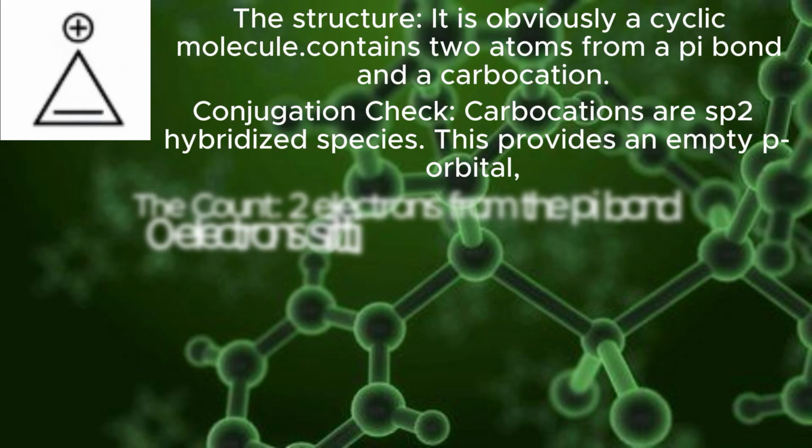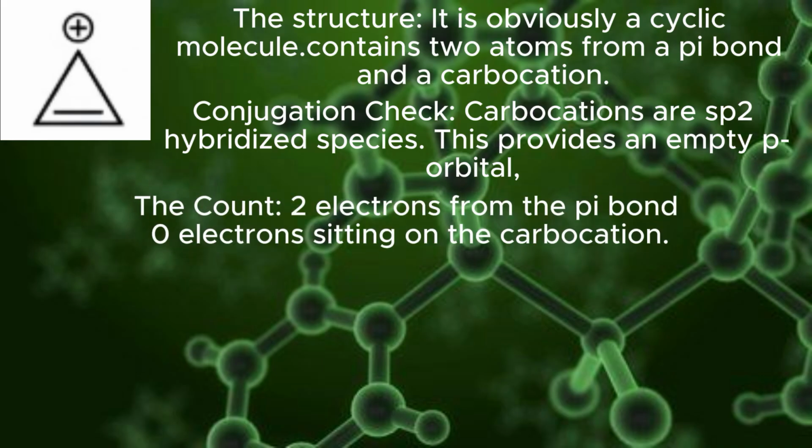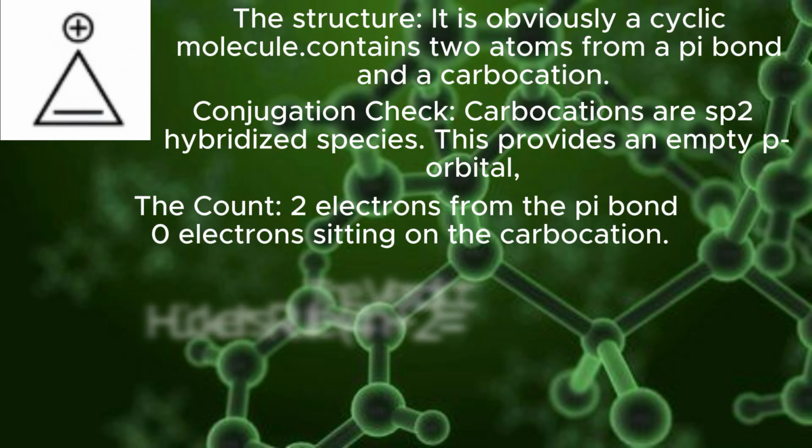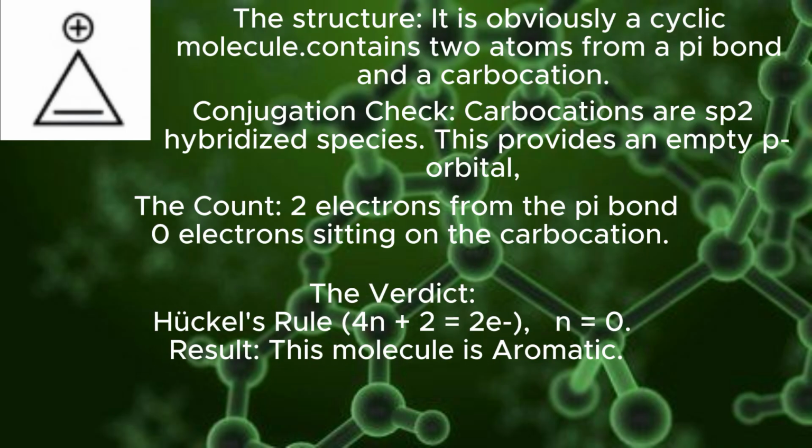The count: we have 2 electrons from the pi bond and exactly 0 electrons sitting on the carbocation. The verdict: if we apply Hückel's rule, 4n plus 2 is equal to 2, we get n equals 0. Since 0 is a valid whole number for this formula, the electron count is correct for stability. Result: this molecule is aromatic.